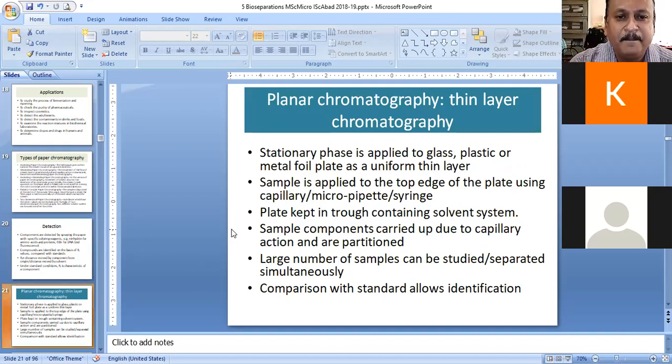So what does the Rf value indicate? The Rf value indicates the degree of retardation of a sample component on the stationary phase. Retention means the degree of retardation on the surface, and then we can compare two different sample components. The one which has a higher retention factor is actually moving faster, as per the formula that we have used.